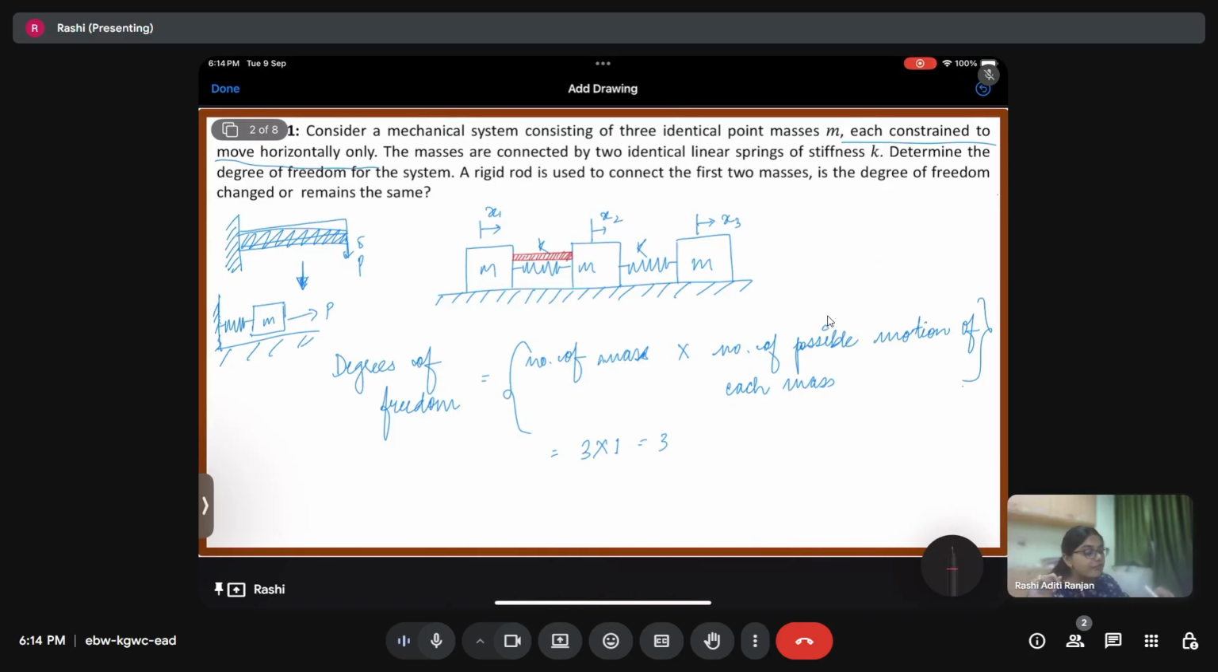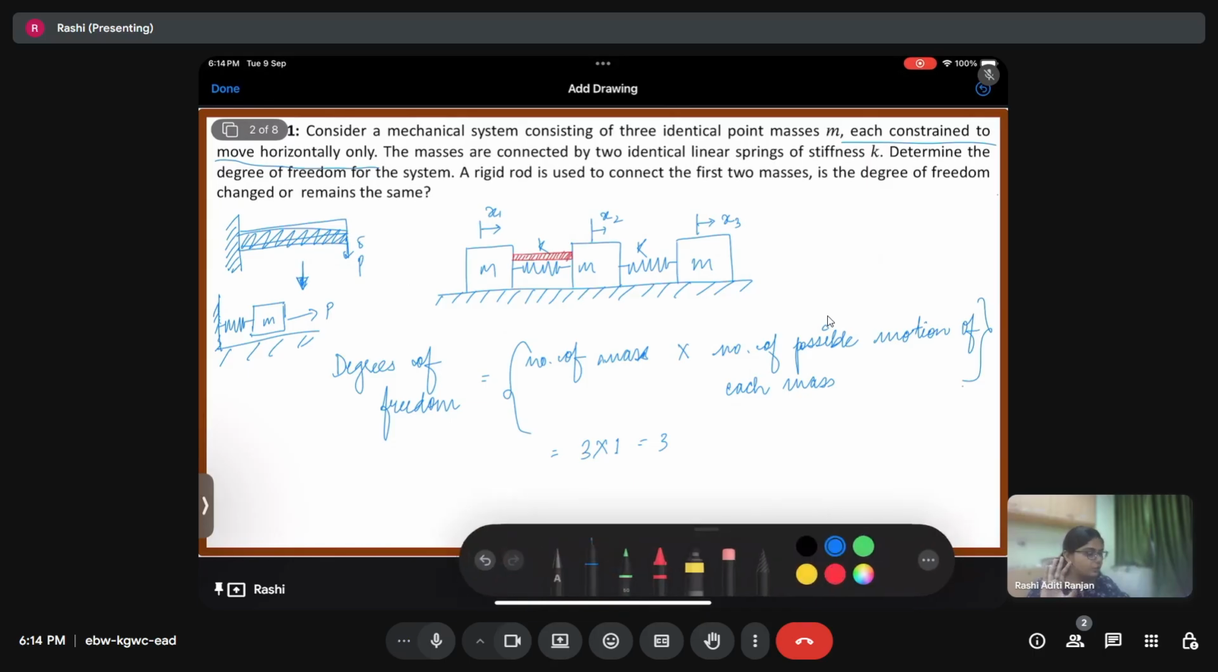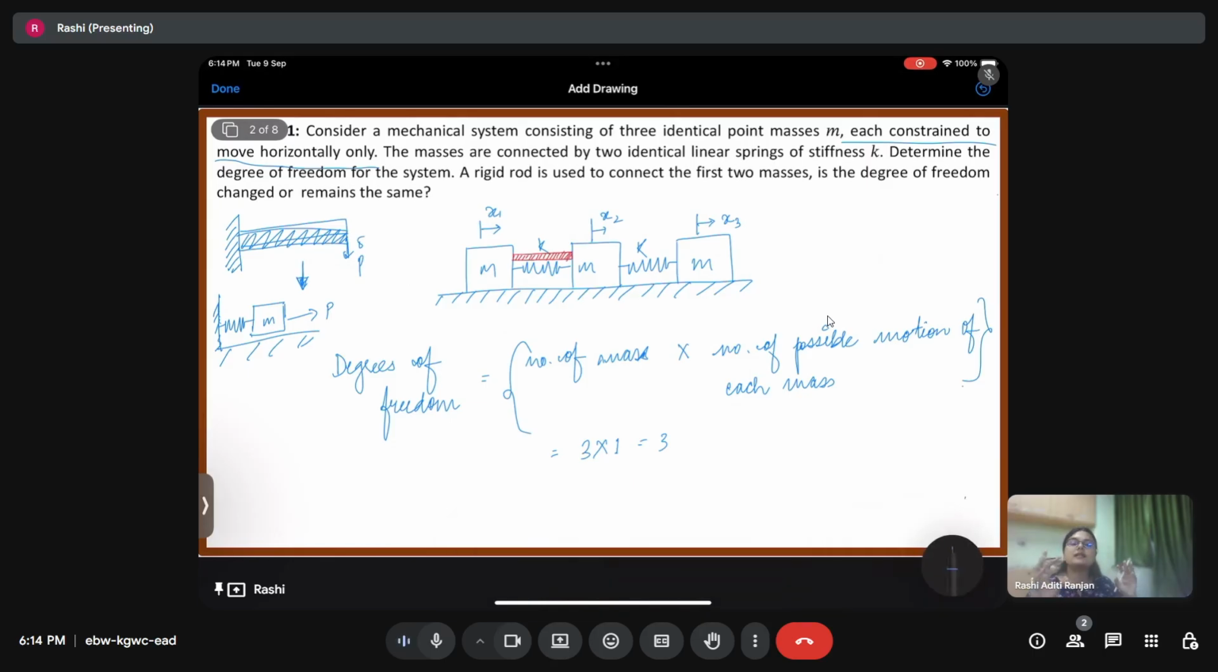So if I want to use this equation, I can reduce the number of masses to 2. Although there are three masses, the first two masses are connected by a rigid rod. Because of that rigid rod, these two masses are not going to show any relative motion with respect to each other. They will go forward or backward with the same velocity and attain the same position. So essentially there are only two mass points for which I need to find out x1 and x2. So I can use that equation in that way.